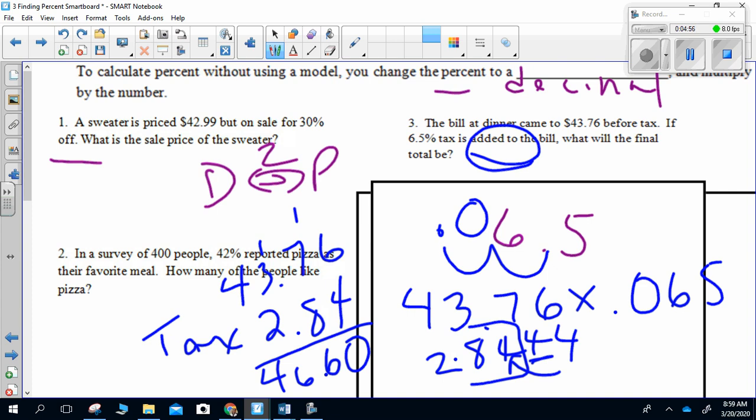work through the next ones, and then turn the video back on, and I'll explain them to you.